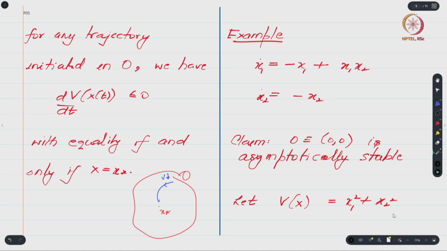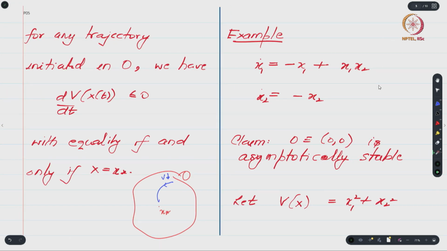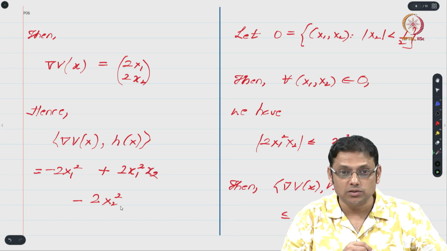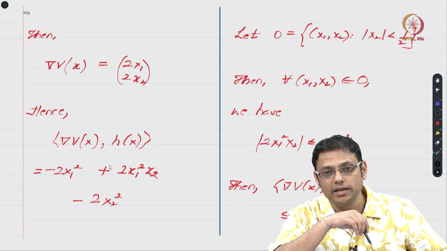So now let us see why does this satisfy a property like this. Okay, so why does this satisfy this? So let us take the derivative of V with respect to x1 and x2. By the way, this x over here is basically a shorthand for this vector x1 comma x2. So the gradient of V with respect to x consists of 2x1 and 2x2. So now if you take the inner product of grad V and h, then one can trivially see that it would result in an expression involving minus 2x1 square minus 2x2 square along with this middle term which is 2x1 square x2. Is this okay?